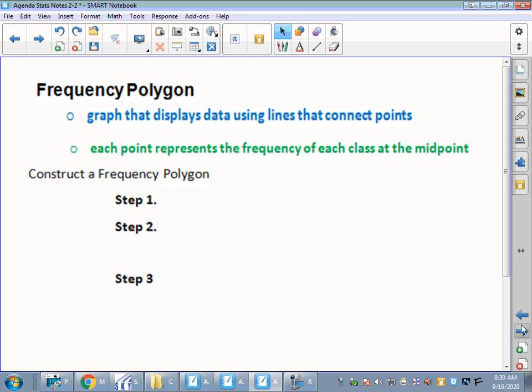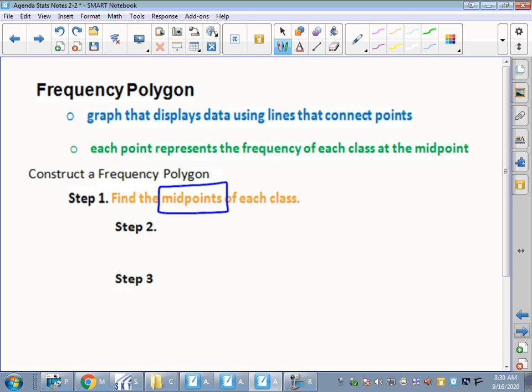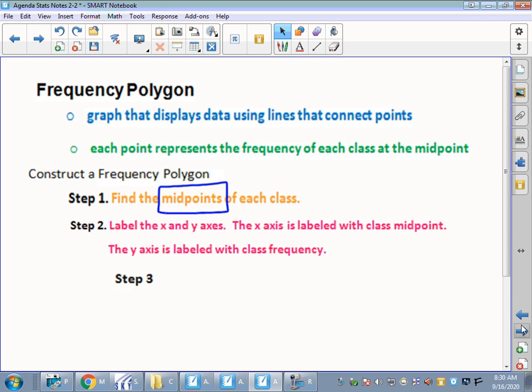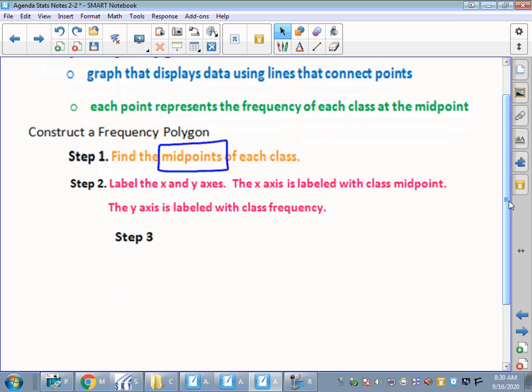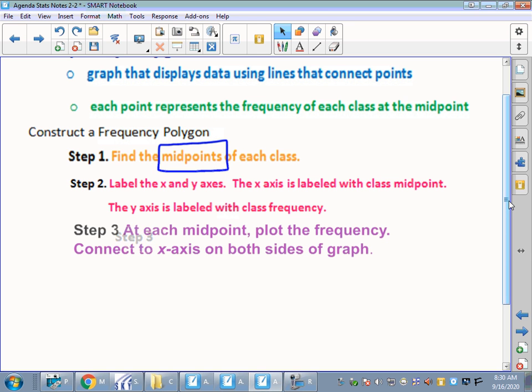And there's one other piece of information that we need, which is the midpoints. The midpoint is where you will put your point for your frequency to connect your dots. So step 1, find the midpoints of each class. Remember, midpoint is add up your lower and your upper limit, divide by 2. It's the average of those two things. Step 2, label your x and y axes. The x-axis is class midpoint, y-axis is frequency. And last but not least, at each midpoint, plot your frequency.